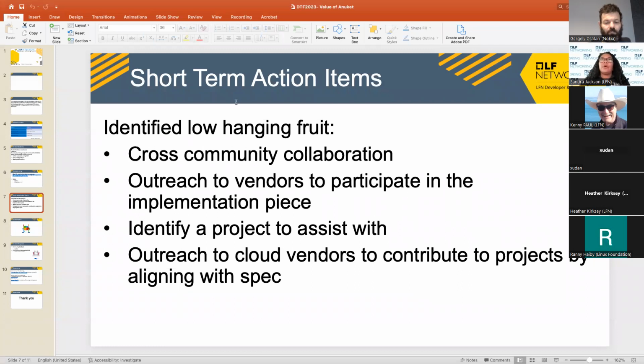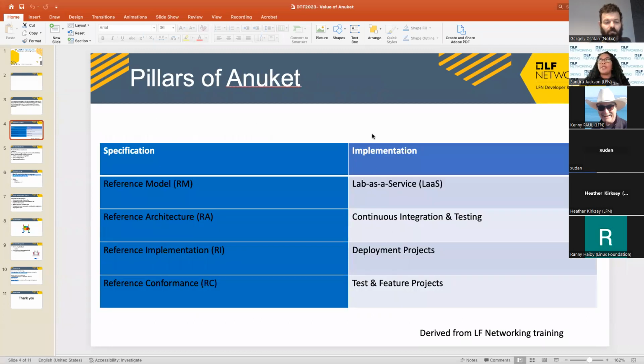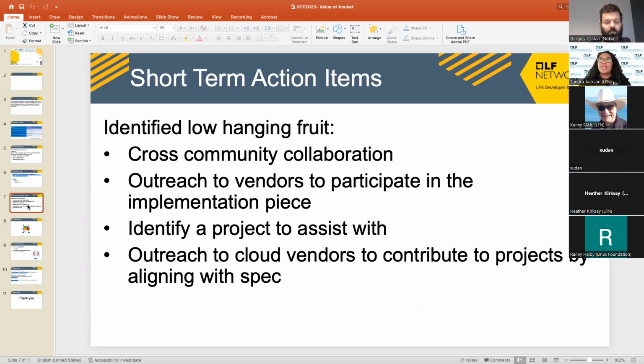Remember, if we go back to slide 4 here, I said this is the section that we are struggling with, getting folks to go to our lab that we spent time setting up at the University of New Hampshire to test their projects. And identify projects to assist with, that's projects outside of Anuket, things that are going on maybe with companies where we can bring in Anuket, involve Anuket and get them to work with us.